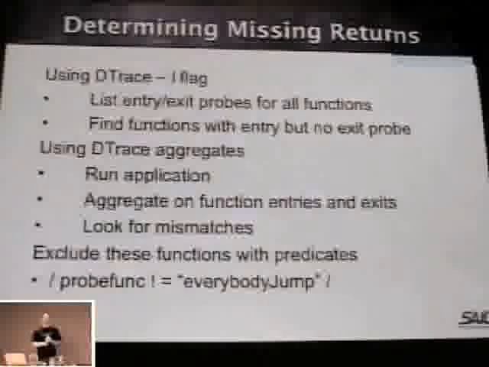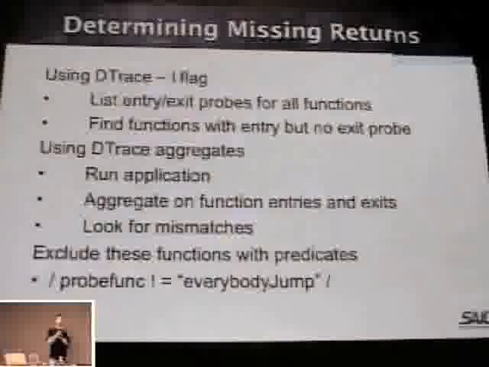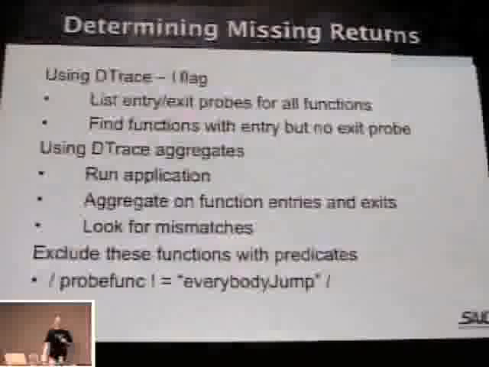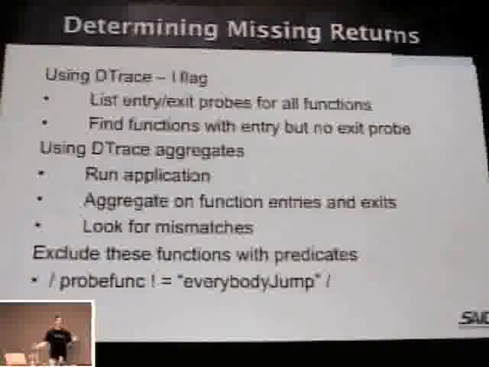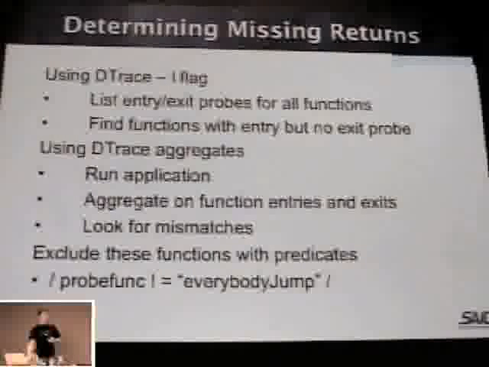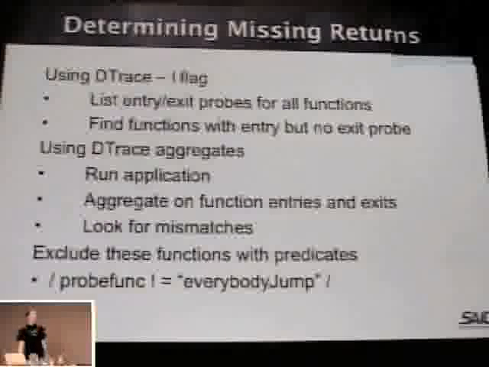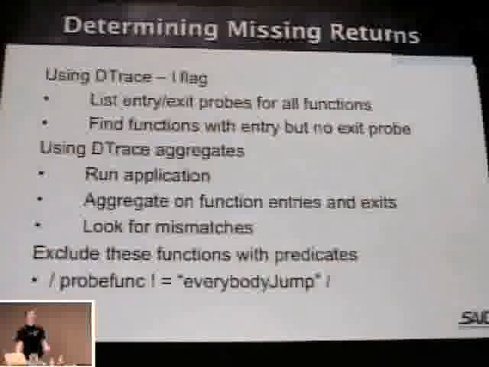You can also run the application and count all the places where functions entered, and then record all the places where they exited, and just note the delta. Then you exclude them with some predicate like at the bottom there. If the probe function is not equal to everybody jump, then don't trace it.